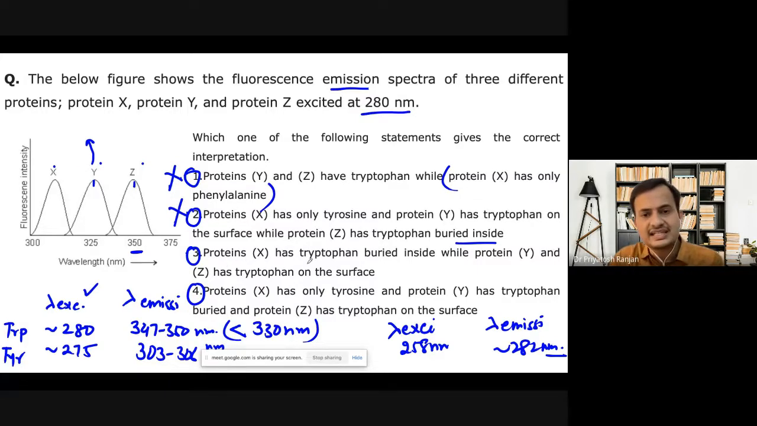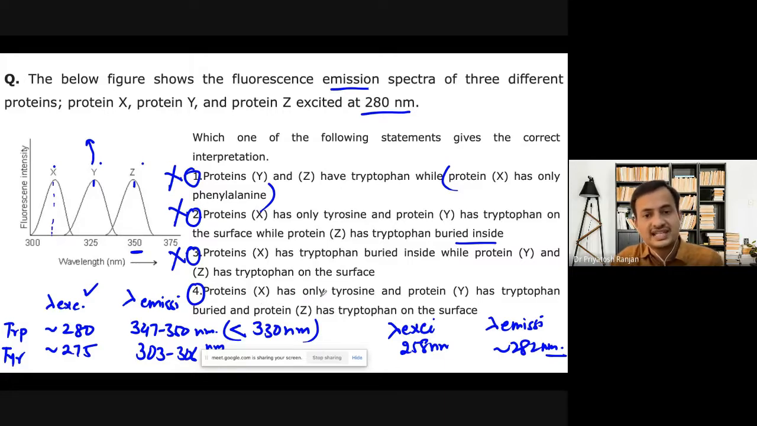Third, protein X has tryptophan buried inside. Protein X, they are saying it is having a tryptophan buried inside. Remember, look at its emission spectra. It seems to be more of tyrosine rather than tryptophan. So again, this statement is completely wrong.